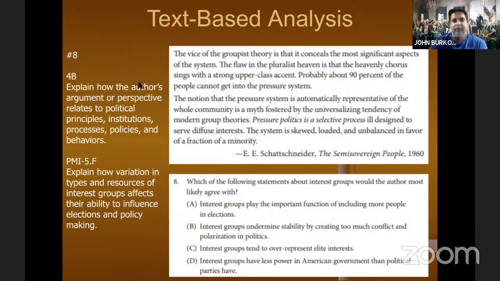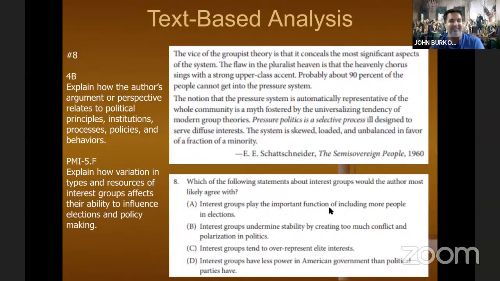So let's go to number 8. Here we go. Explain the author's argument, but relate it to these political processes. Explain how variation in types of resources affects interest groups' ability. Which of the following statements about interest groups would the author most likely agree with? What would he most likely agree with? A: interest groups play the important function of including more people in elections.